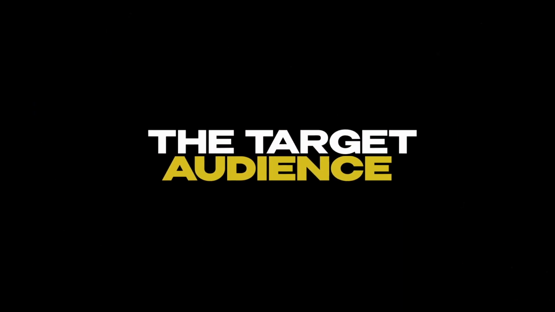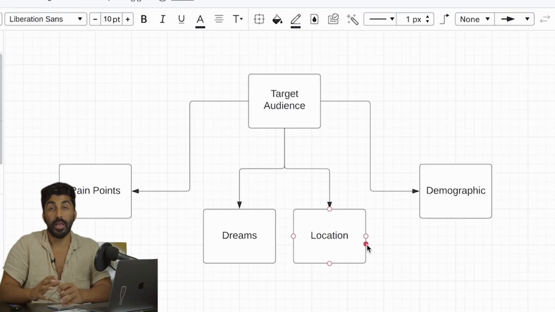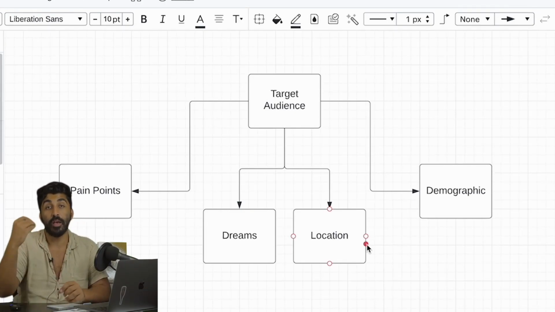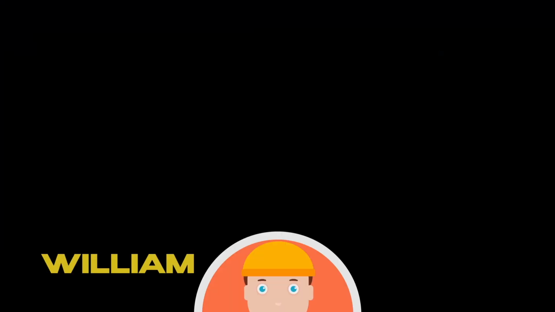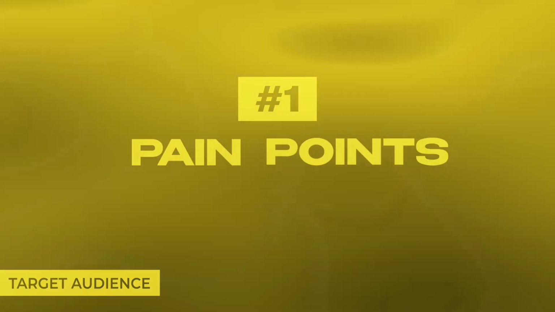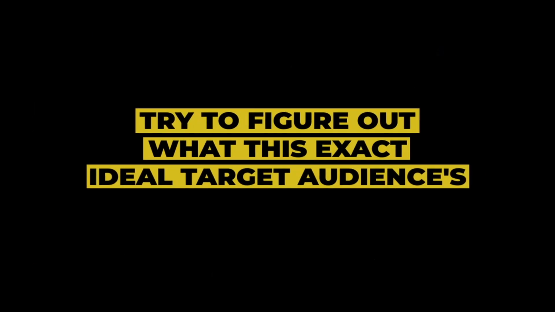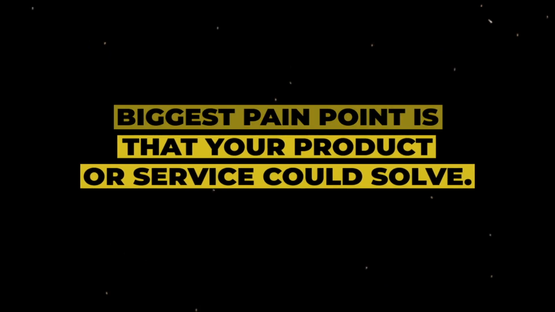The target audience is your dream buyer or customer, that one specific person that comes to mind that would get the most value, the most benefit from your product or service. I want you to be hyper clear on who this person is. Put a name to this person, put a face to this person, and then break down these 4 characteristics for this person. The first thing needs to be the pain points. So this depends on whether you already have a product or service or not, but if you already have a product or service, try to figure out what the exact ideal target audience's biggest pain point is that your product or service could solve. This is all going to be a part of your marketing message.